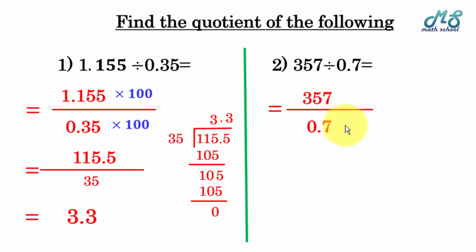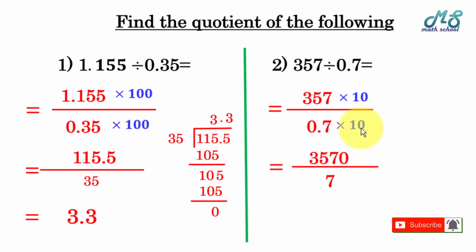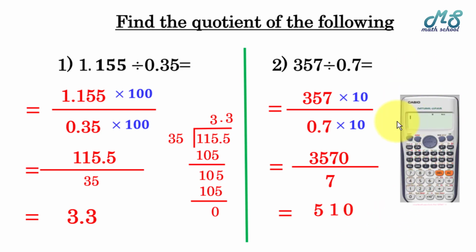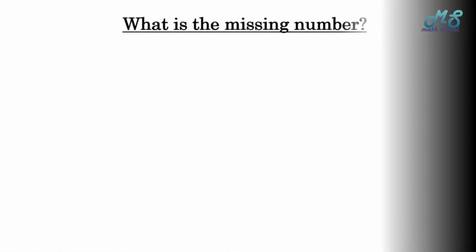Next, guys, 357 divided by 0.7. It's repeated. We can write it as a fraction. To make 0.7 a whole number, just multiply by 10 up and down. We will get 3570 divided by 7. Now we can divide directly from left to right. 35 divided by 7 equals 5. 7 divided by 7 equals 1. Finally, bring down 0. Don't forget, guys, you can use a calculator to check your answer, but don't solve with a calculator. Don't forget.